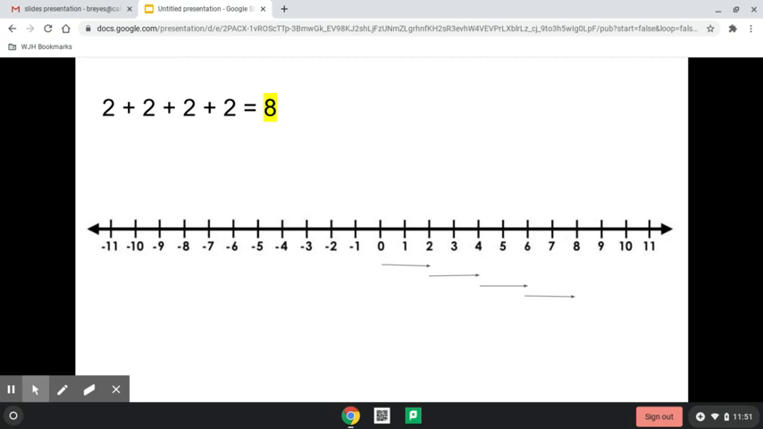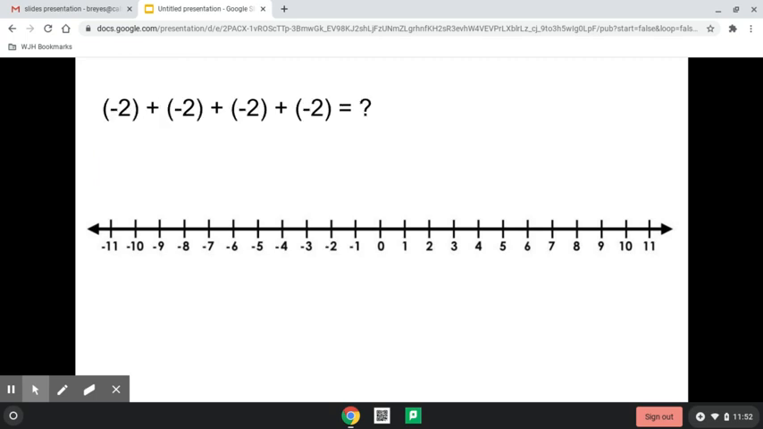Well, I did it so that I could ask you this question. What's another way to write this? Could you maybe use multiplication to write the same question a different way? If you said 2 times 4 equals 8, you were correct. If you said 4 times 2 equals 8, well, you were also still correct.